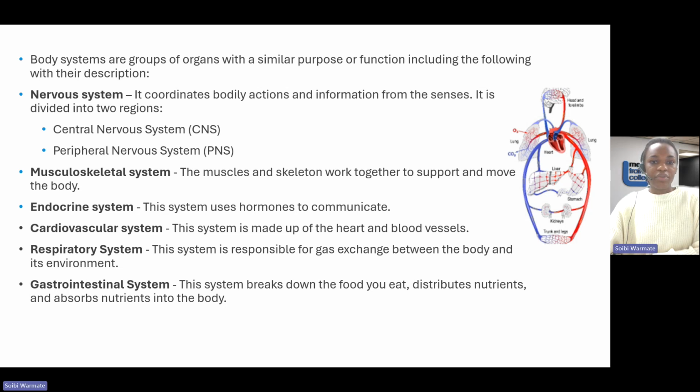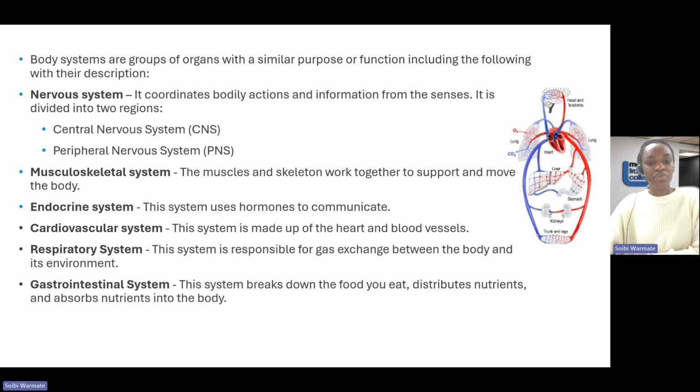Body systems are groups of organs with similar purpose or functions, which include the nervous system, which has to do with the brain, and the central nervous system and peripheral nervous system. We have the musculoskeletal system, which involves the muscles and the skeletons. We have the endocrine system, which is the hormones which communicate in the body. We have the cardiovascular system, which is the heart and the blood vessels. We have the respiratory system. This is a system responsible for gas exchange between the body and its environment.